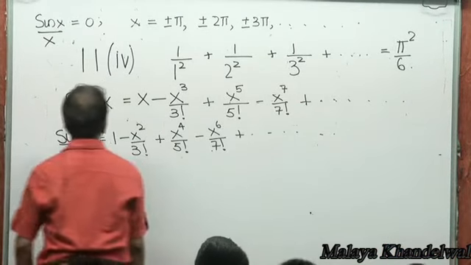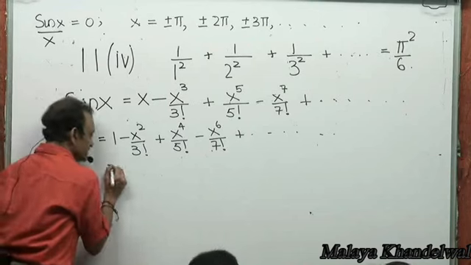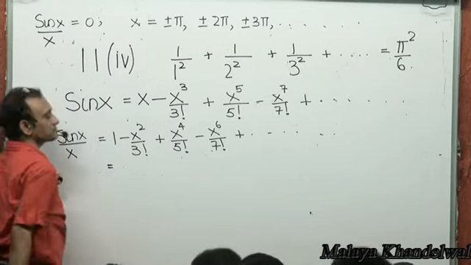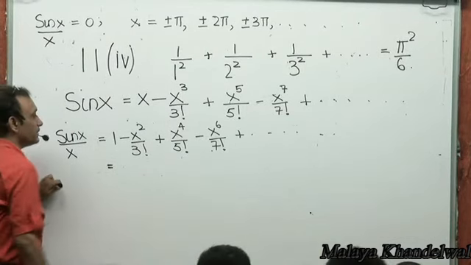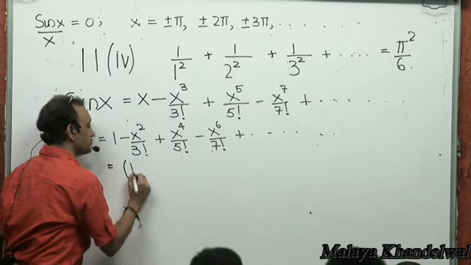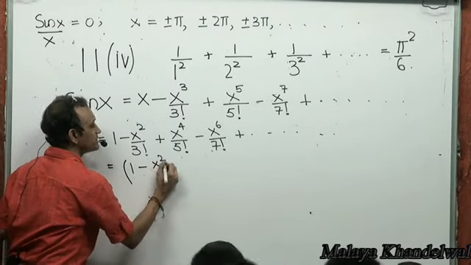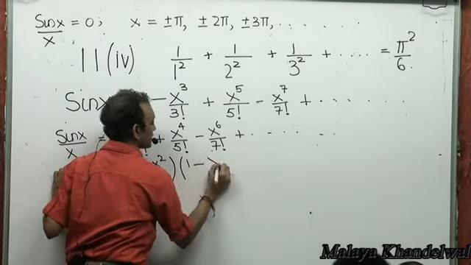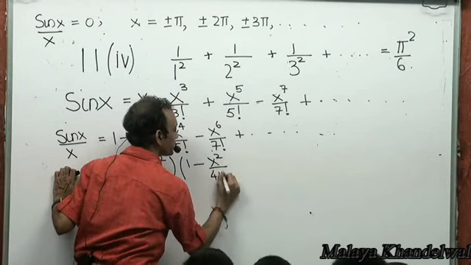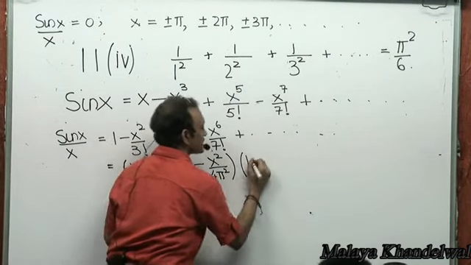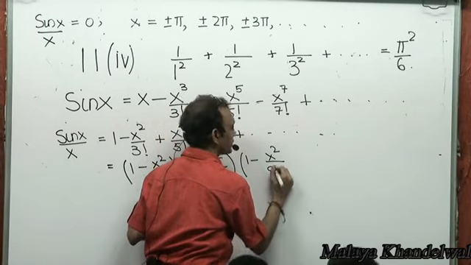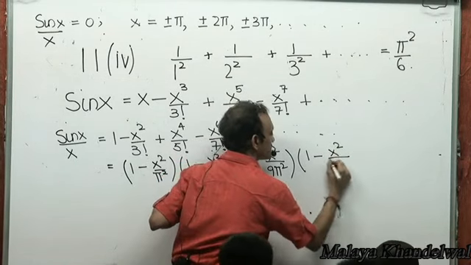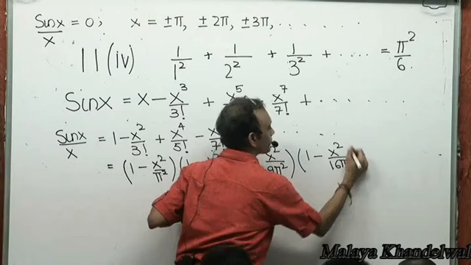That means if I have to factorize this expression, then I claim that its factors would be 1 minus x squared by pi squared, I'll tell you why, 1 minus x squared by 4 pi squared, 1 minus x squared by 9 pi squared, 1 minus x squared by 16 pi squared, and so on and so forth.